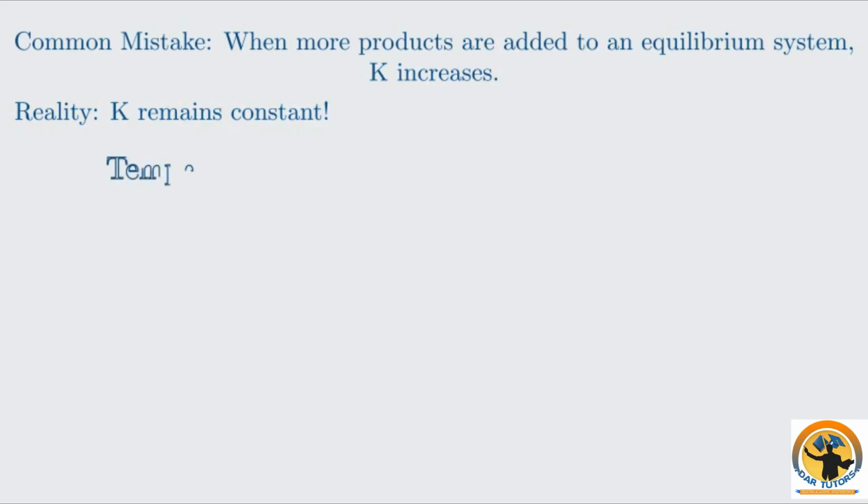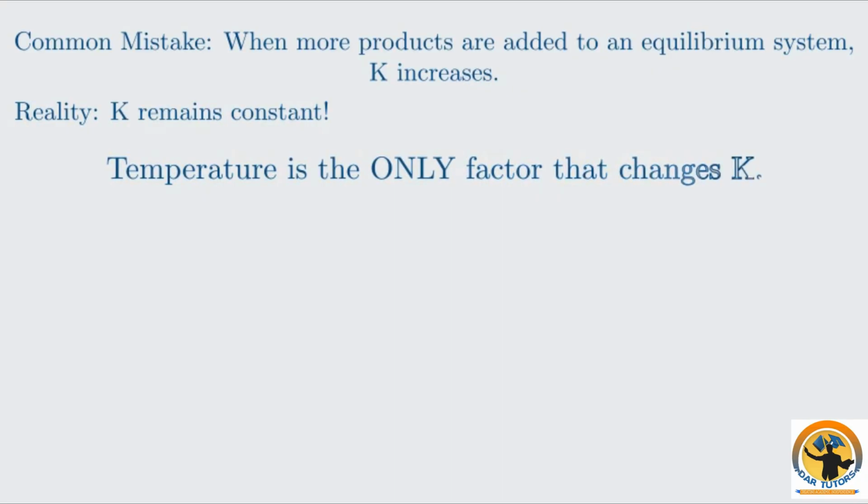All other changes, concentration, pressure, or adding a catalyst, do not affect the numerical value of K. They only affect the concentrations of the species at the new equilibrium position. This is a fundamental concept that IB examiners often test. Always remember that for a reaction at a constant temperature, K is a constant value that reflects the ratio of products to reactants at equilibrium.